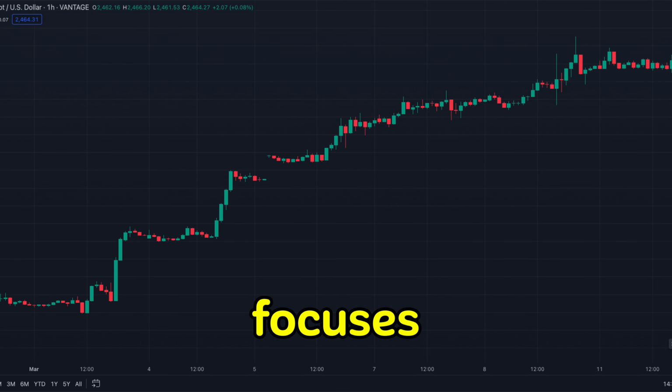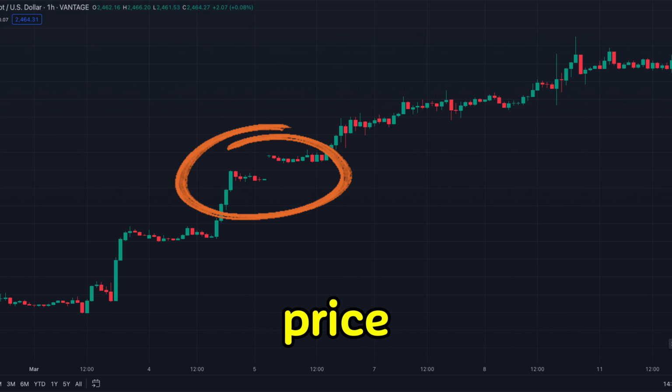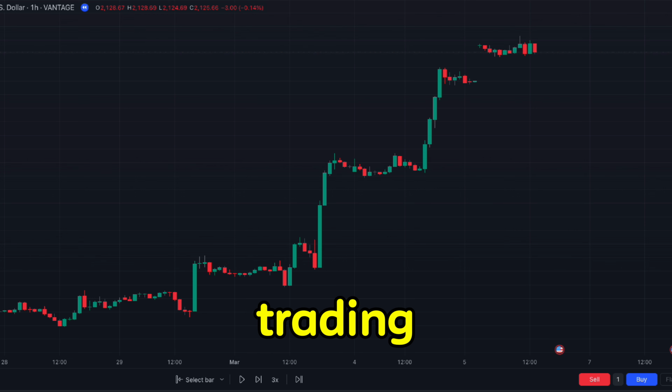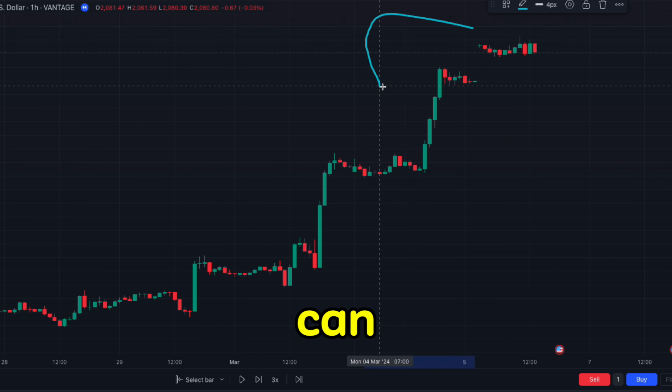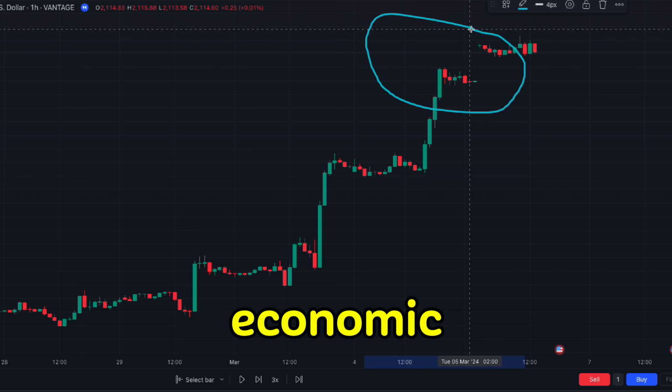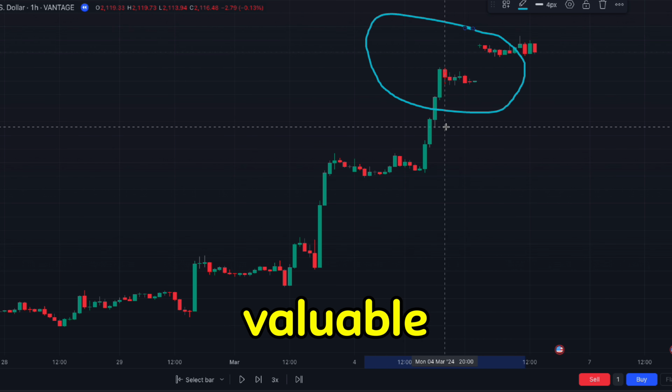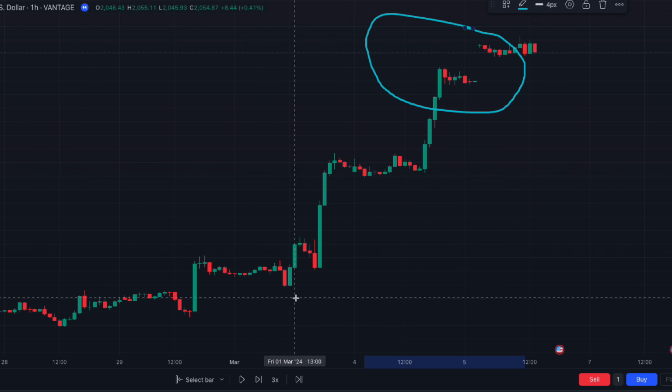Gap trading focuses on price gaps between a stock's closing price one day and its opening price the next. These gaps signal significant market shifts and present unique trading opportunities. Gaps can occur due to earnings announcements, economic reports, or major news events. Understanding gap trading can be a valuable addition to your trading arsenal.